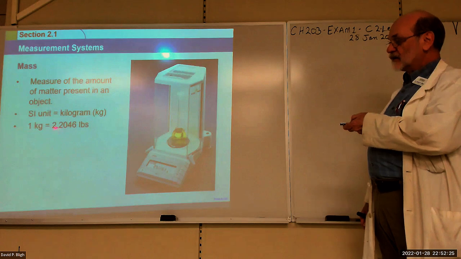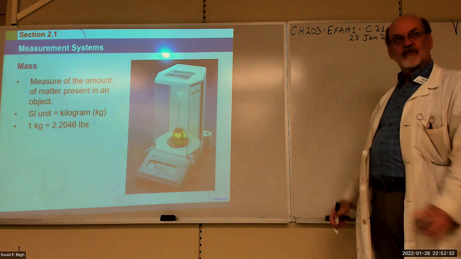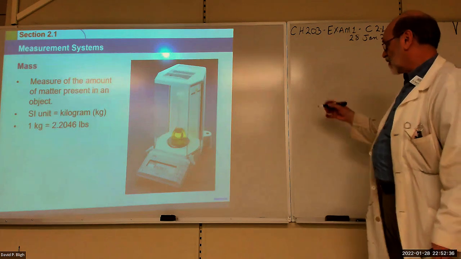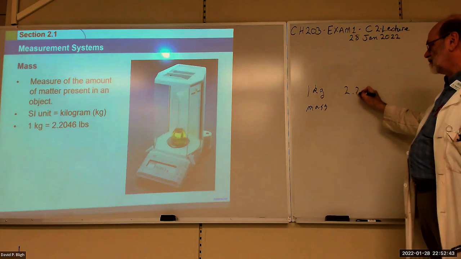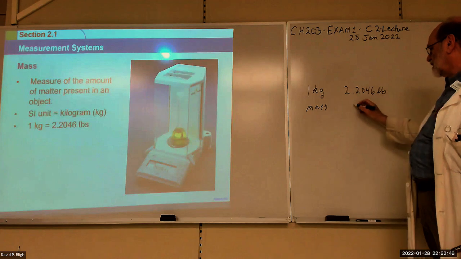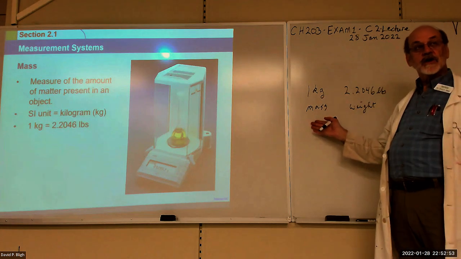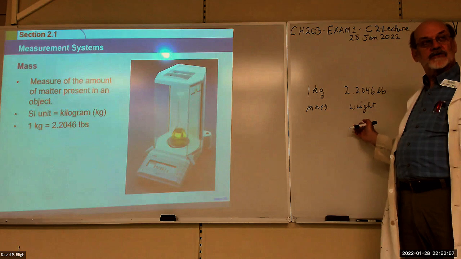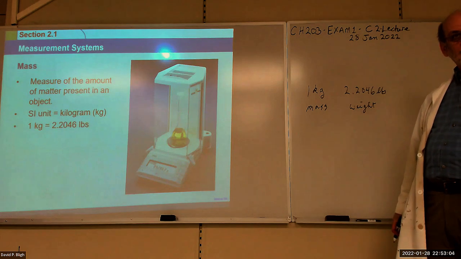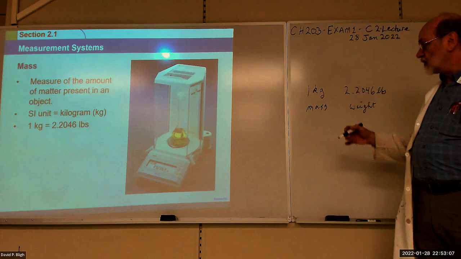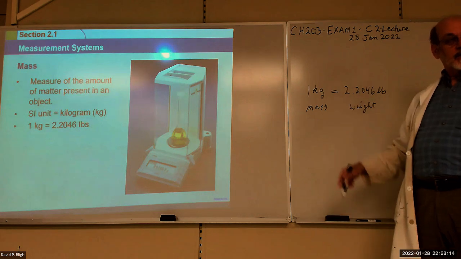One kilogram is equal to 2.2046 pounds. Now, I don't know if you see the problem with that, but kilogram is mass, and pounds is weight. Mass doesn't change no matter where you are in the universe. Weight is a force. It depends on what gravity well you're in. Are you on the Earth? Are you on the moon? Are you close to a black hole? That will change. So in order for this to be equal, it has to be on the surface of the Earth with what we call 1G acceleration.